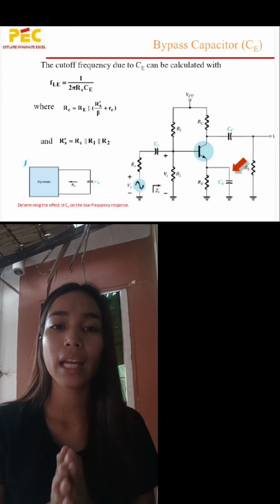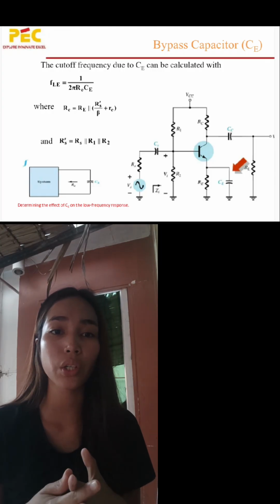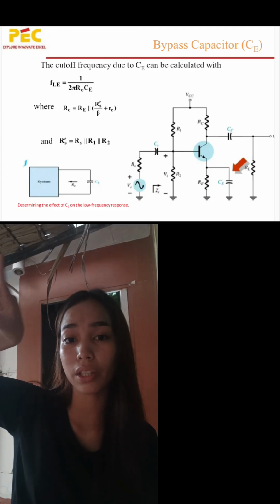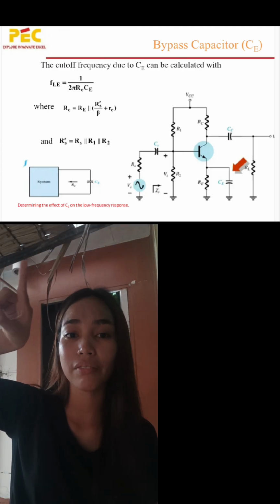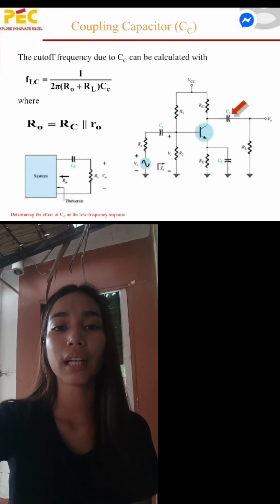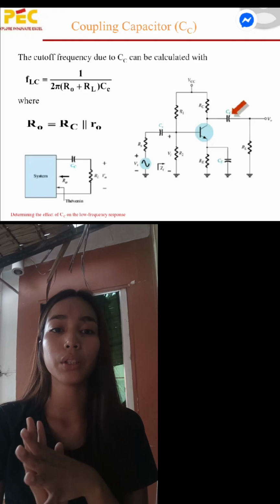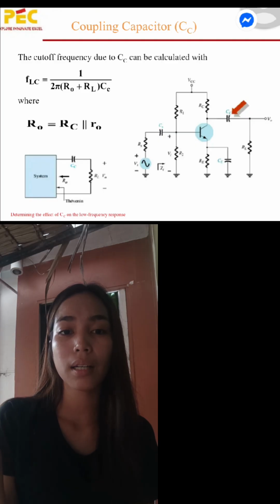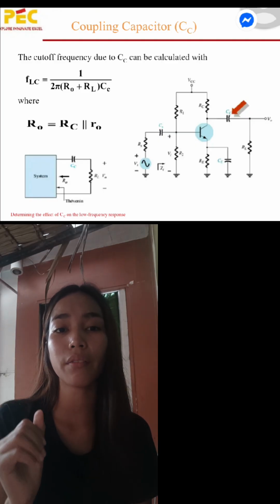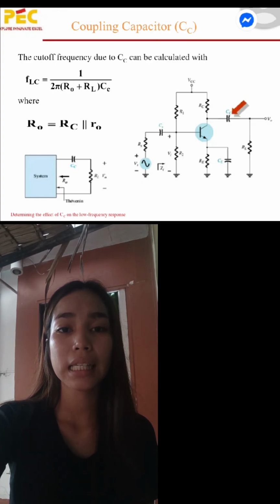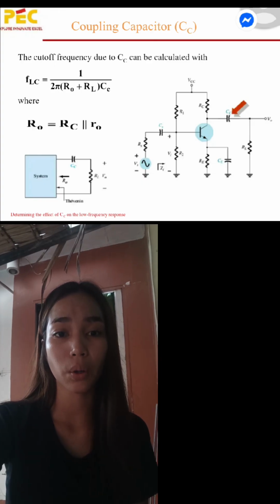So why this equation? It is because the bypass capacitor is connected across the emitter resistor, which you can see in the figure. Now let us move on to the cutoff frequency due to the output capacitor. The formula is F sub Lc equals 1 over 2 pi times (Ro plus RL) times Cc, the output coupling capacitor.